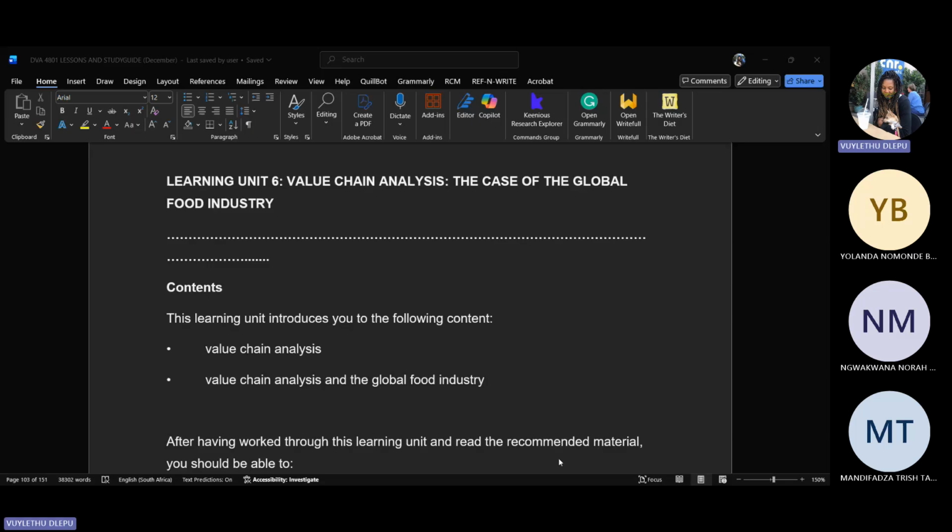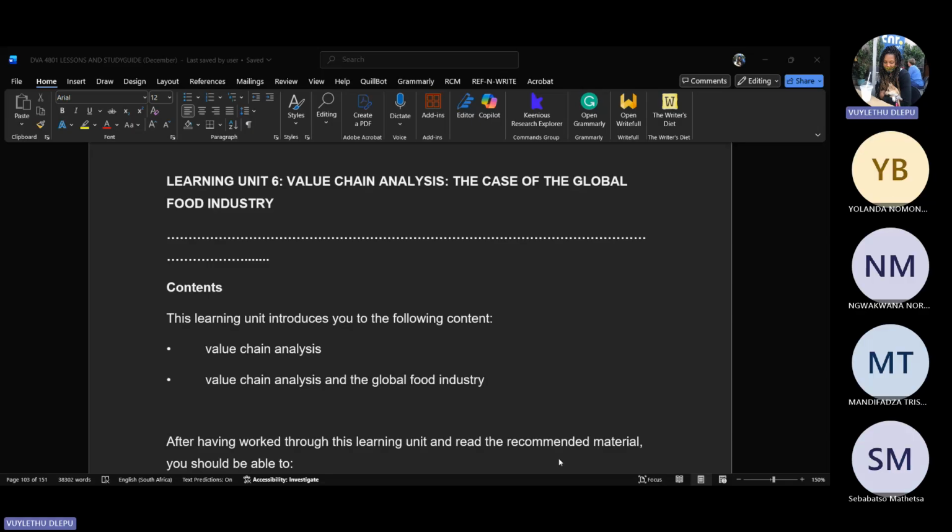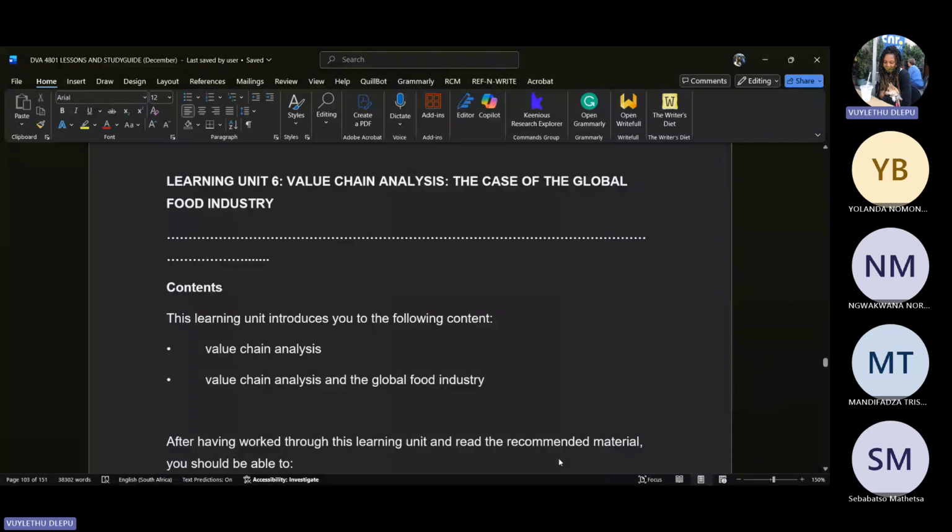Okay, so today we are looking at learning unit 6, value chain analysis, the case of the global food industry. And then we shall be looking at value chain analysis and the global food industry.